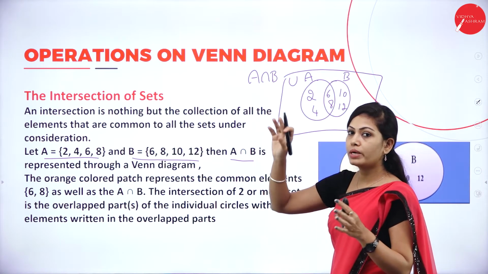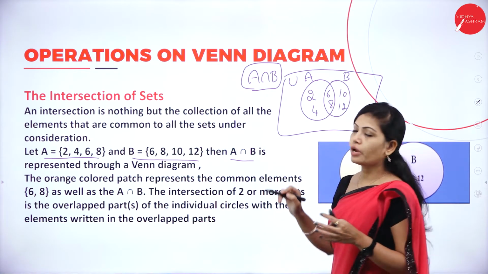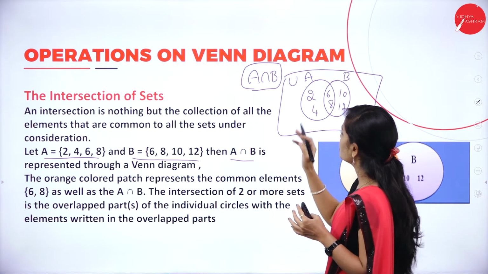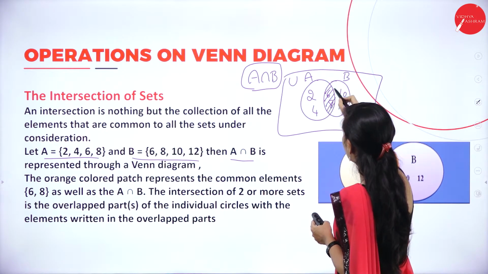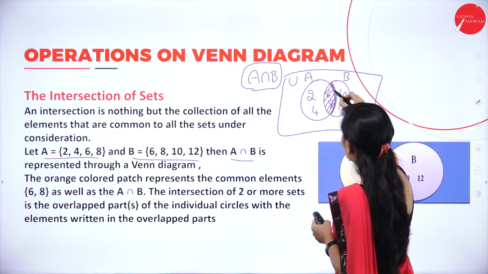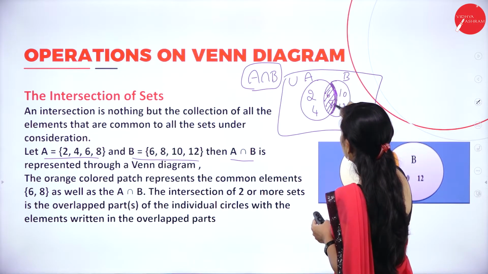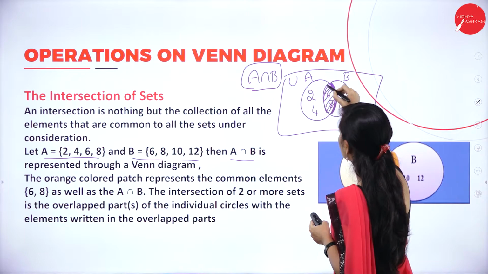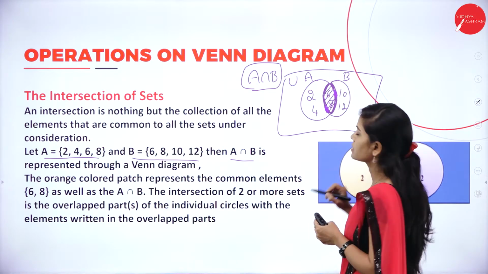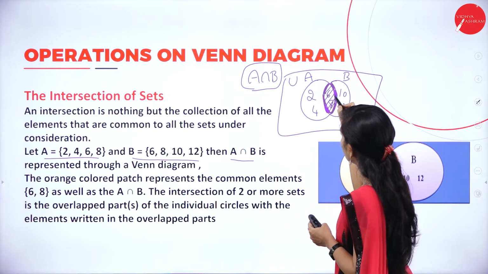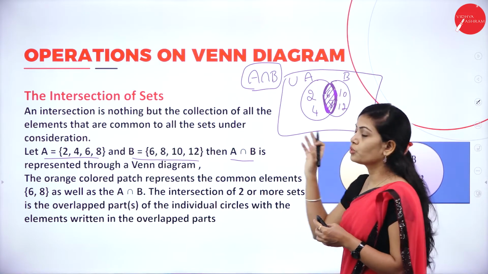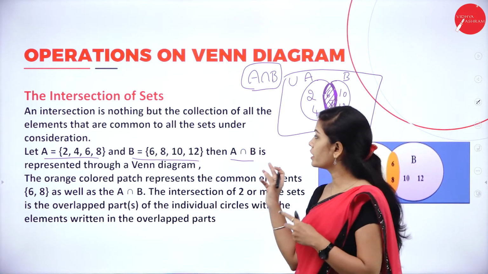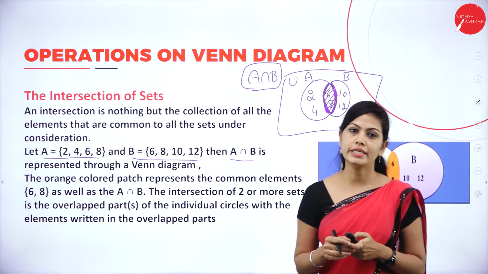So what's the question? The question is A intersection B. We have to represent A intersection B using a Venn diagram. So I will shade only this overlapping area, because A intersection B is the common region. This is the common region for both sets. This is A intersection B. So I have shaded only this area. This is the A intersection B representation using a Venn diagram. This is called the intersection operation using a Venn diagram.